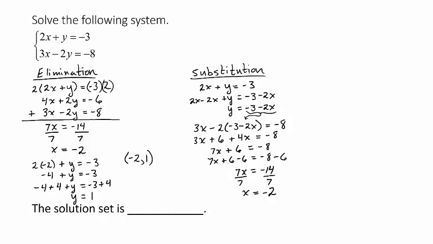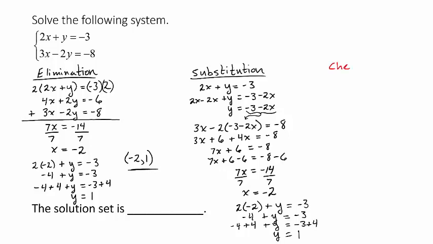And now we would want to plug negative 2 into the first equation, or either one of the equations, and solve it for y. So I would have 2 times negative 2 plus y equal to negative 3. Negative 4 plus y is equal to negative 3. And so we would want to add 4 to both sides to get y by itself. So negative 4 plus y is equal to negative 3 plus 4. Negative 3 plus 4 is positive 1. Okay, so did we get this same solution of negative 2, 1? Yes, we did. Okay, now how would we check that?